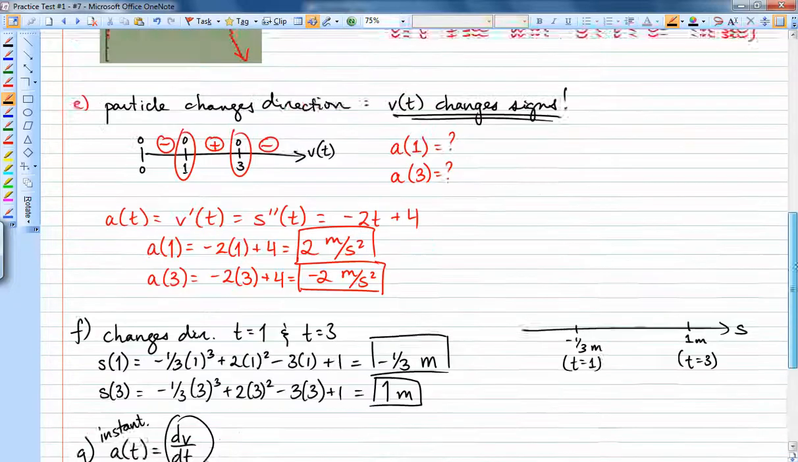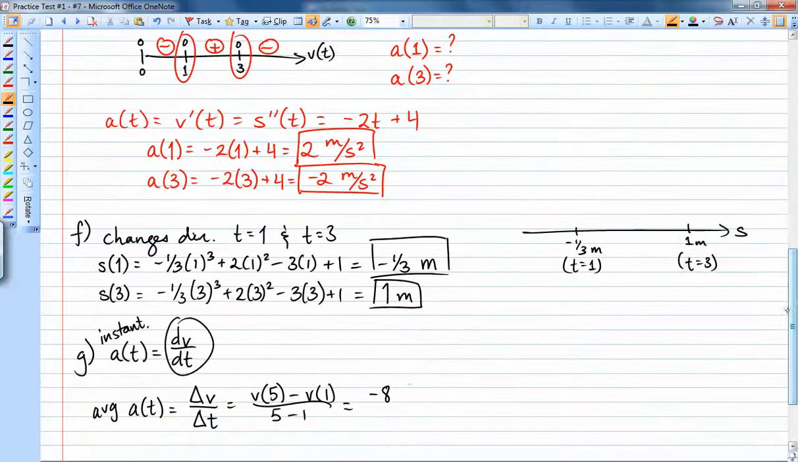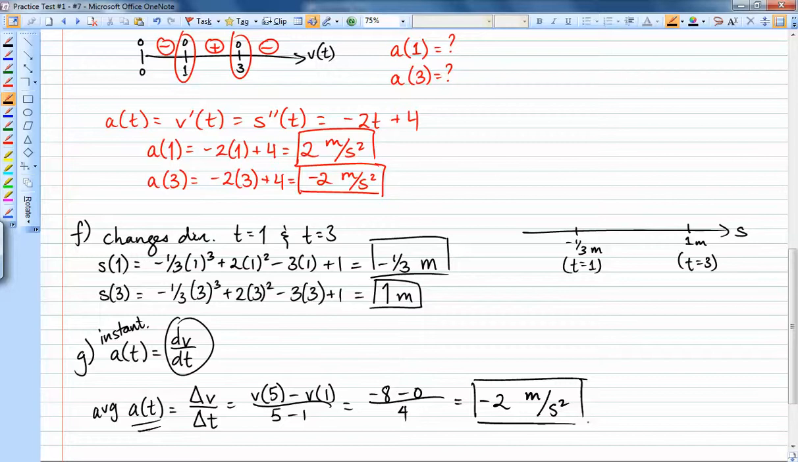If you plug in 1 into the velocity function, you'll get negative 1 minus 3 plus 4, which is 0. And then all that's going to be over 4. And so this just ends up being negative 2. And since it's an acceleration, it's going to be in meters per second squared. Okay, hope that helps.